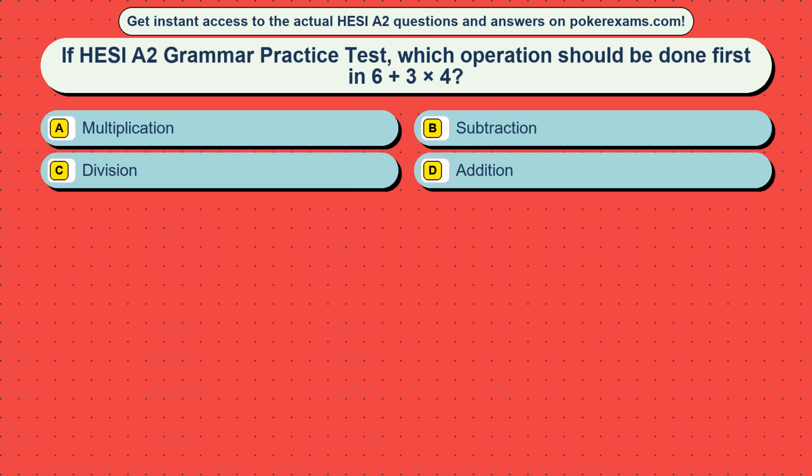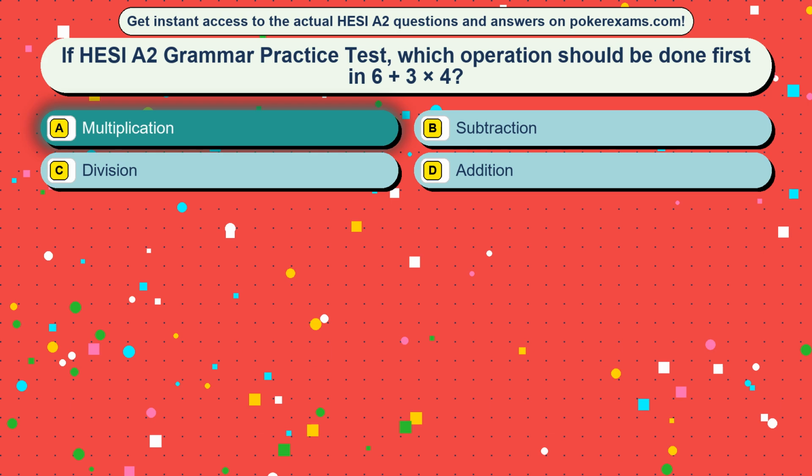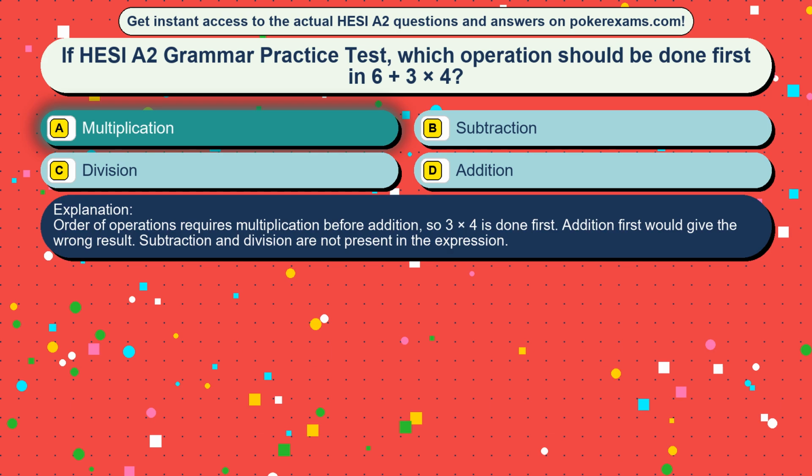Question 10. If HESI A2 Grammar Practice Test, which operation should be done first in 6+3×4? Option A, multiplication. Option B, subtraction. Option C, division. Option D, addition. The correct answer is Option A, multiplication. Order of operations requires multiplication before addition, so 3×4 is done first. Addition first would give the wrong result. Subtraction and division are not present in the expression.